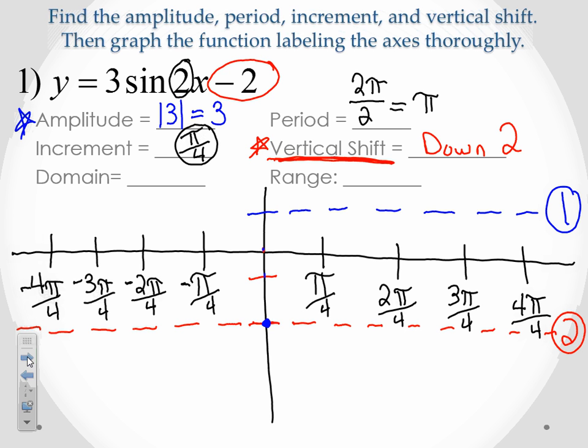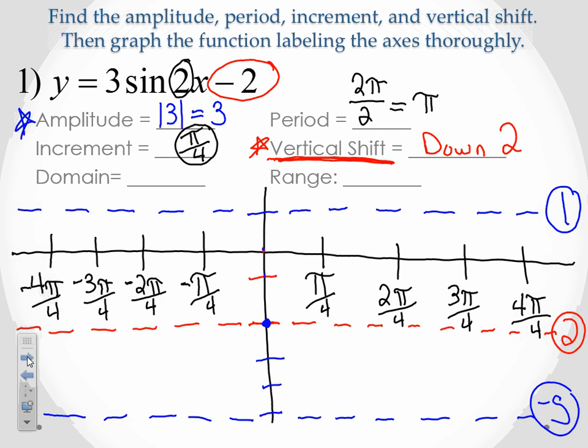So I go all the way up to 1. Now from here, I also need to go down 3. So I'm going to go -3, -4, -5. Make sure you label it. Once we have all this down, now we're going to graph.